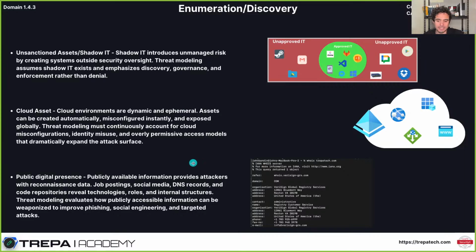Public digital presence. Publicly available information provides attackers with reconnaissance data. That's job postings, social media, DNS records, and code repositories that, if you're hosting them publicly, could reveal technologies, roles, and how your architecture is working.